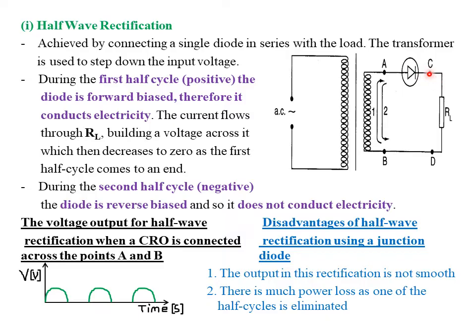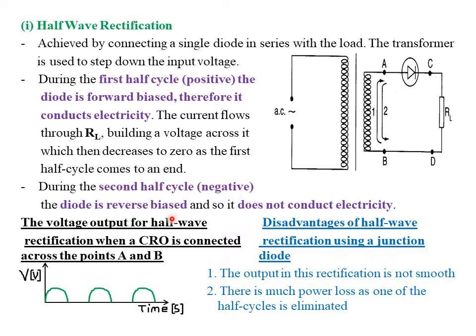Because the current does not flow through this particular diode, which is reverse biased, no electrical current is going to flow through the circuit during the second half cycle, and therefore no voltage is going to build across this resistor load during the second half cycle, or the negative half cycle. The diode is reverse biased, so it does not conduct electricity, and therefore no voltage is built across this resistor load during the second half cycle.